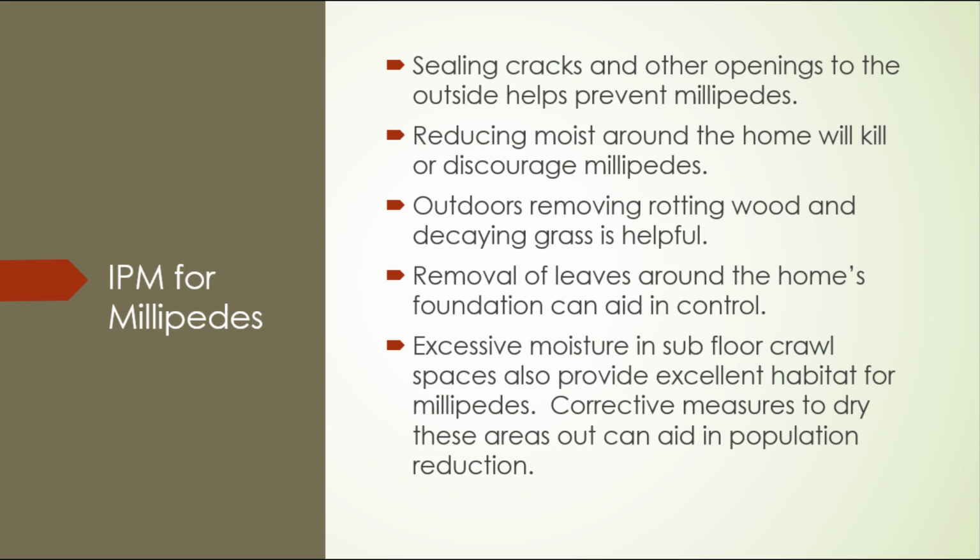Things you could specifically do outdoors is removing rotting wood and decaying grass. This is very helpful. Removal of leaves around the home's foundation can definitely aid in control. Excessive moisture in subfloor crawl spaces also provides excellent habitat for millipedes. Corrective measures to dry out these areas can aid in population reduction. And when we talk about that, we're talking about things like laying a vapor barrier in a crawl space, maybe even a crawl space encapsulation.